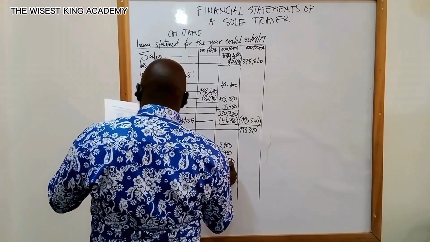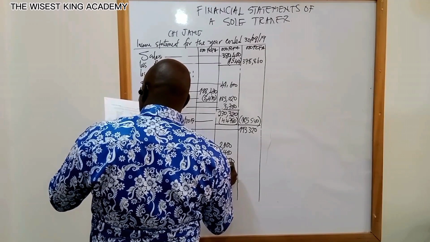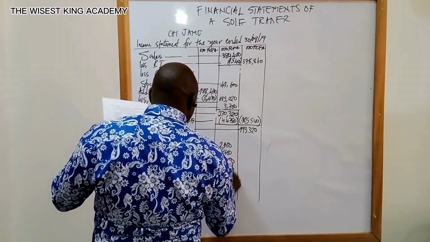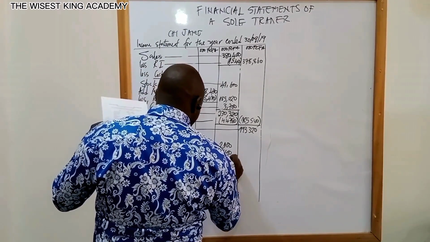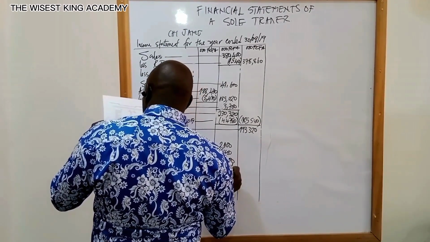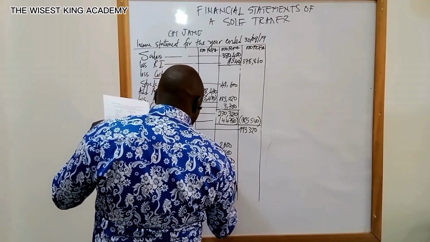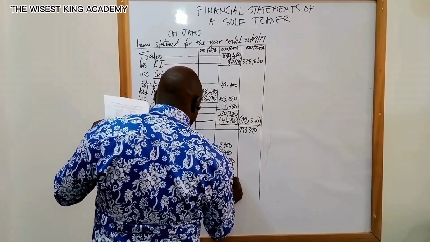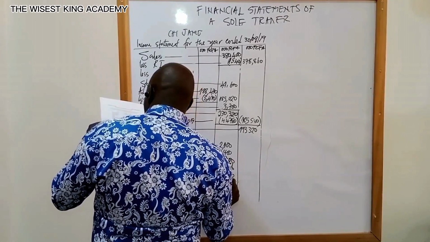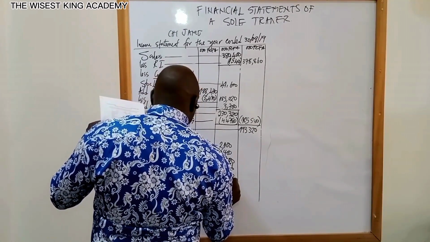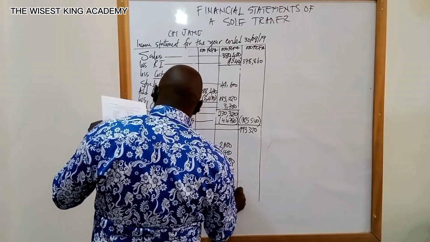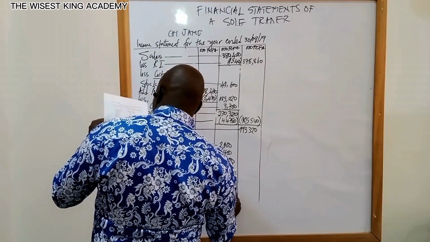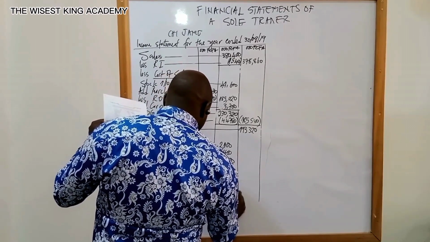Insurance, warehouse rent, insurance, 1,356, 910, 412, 894, and 245.